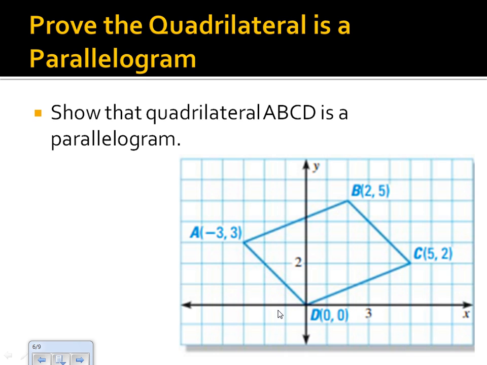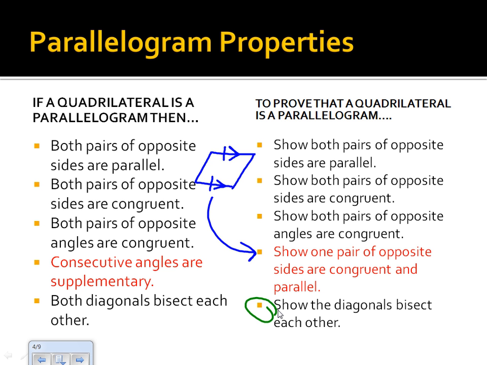Now this one is going to be hard. All right? Show that the quadrilateral is a parallelogram. Okay, let's go look at our properties. So we have a quadrilateral graphed on the coordinate plane. Property 1. Both pairs of opposite sides are parallel. Could we show that? Probably.